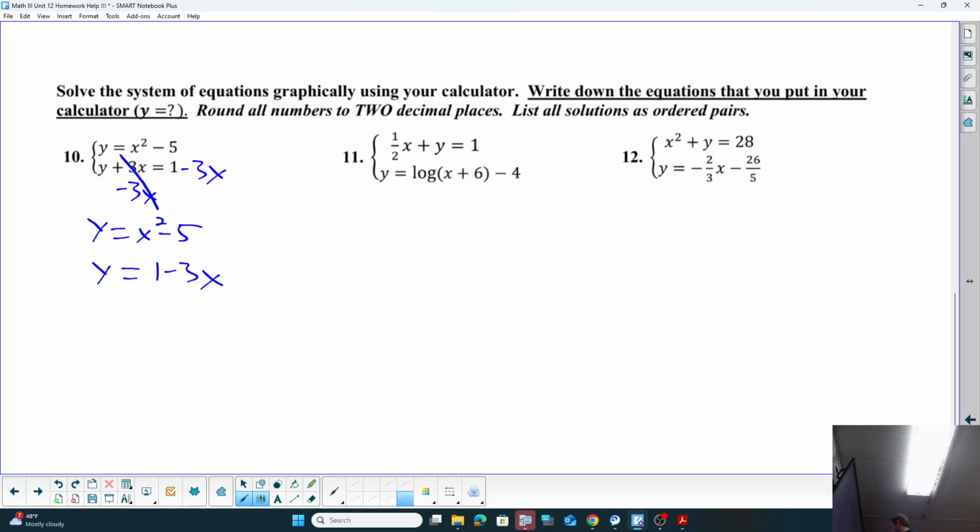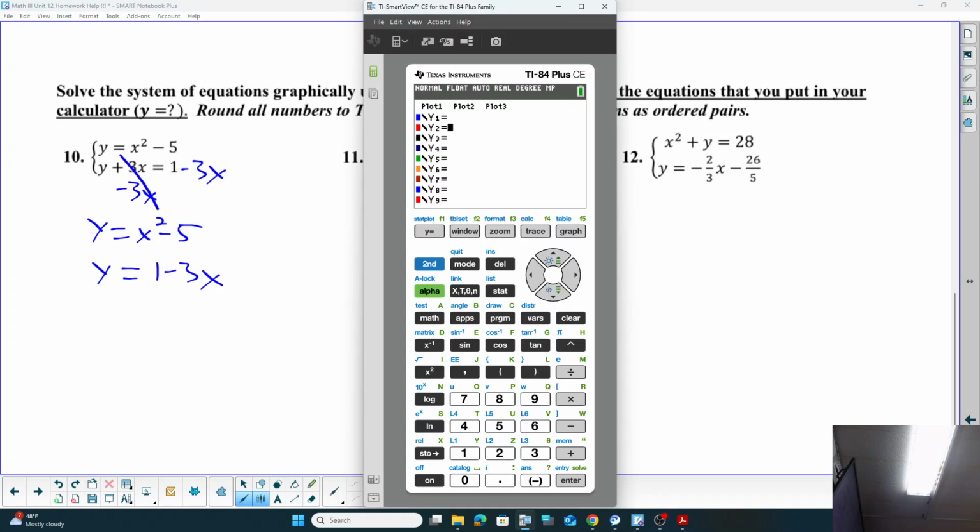So just plug that into your calculator, intersection. So we go y equals x squared minus 5. And then we have 1 minus, careful there, 1 minus 3x. Or you could have done negative 3x plus 1. So they're both the same. So we push graph. Let's push zoom 6 to get our 10 by 10 graph there.